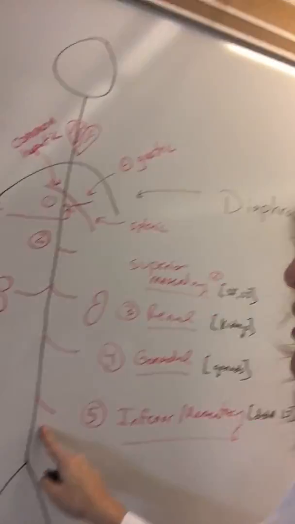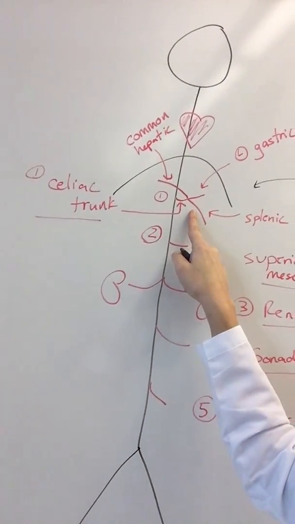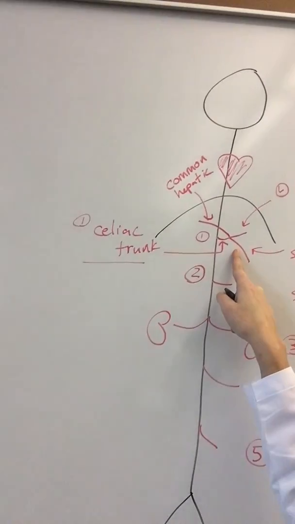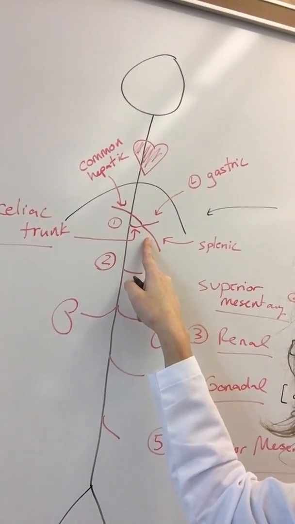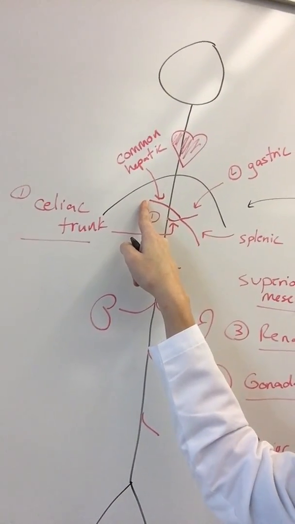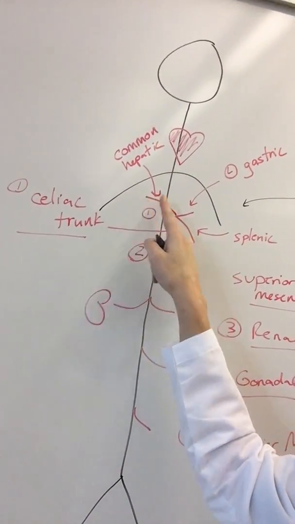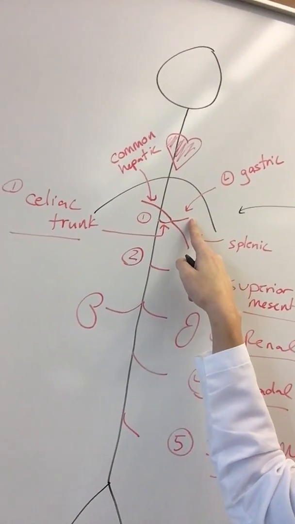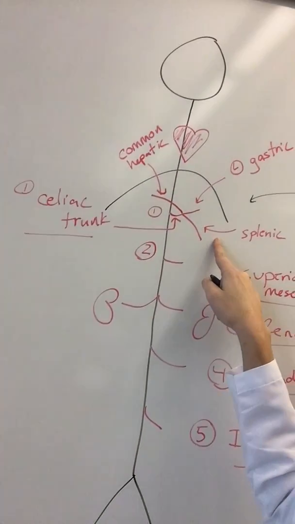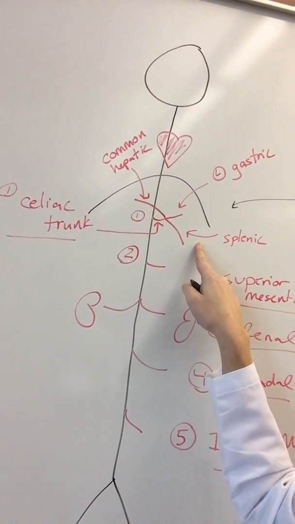All right? There are 3 branches coming off the celiac trunk. It's called a trunk because there's 3 branches coming off of it. These branches are named for what organs they go to. One of those branches is the common hepatic that goes to the liver on the right side. Another branch is the left gastric. You'll see on the model it goes to the stomach. And the last one is the splenic, goes to the spleen.